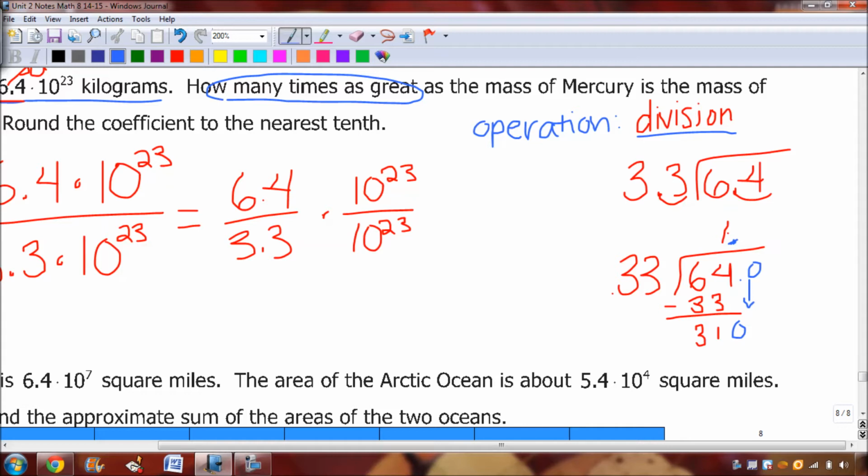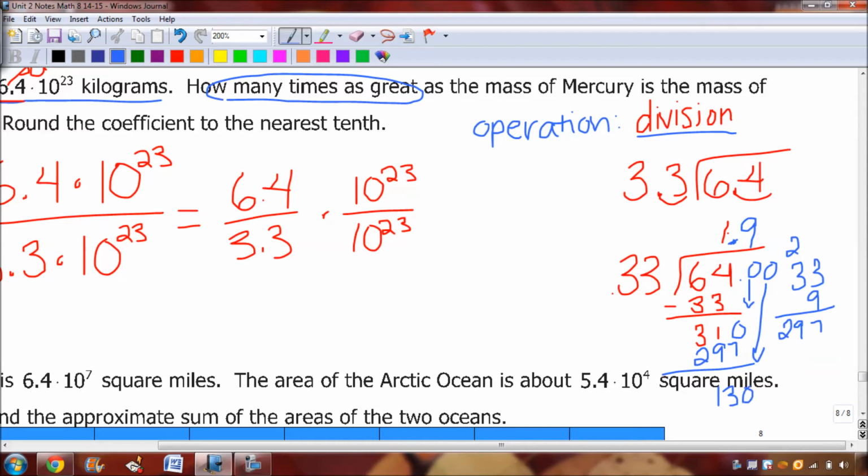Well, it has to be a large number because I know that 33 times 10 is 330, so it would probably be around 10. So I'm going to try 9. So 33 times 9. 3 times 9 is 27, carry the 2. 3 times 9 again is 27 plus another 2 is 297. So this will go in 9 times. 9 times 33 is 297. Now I need to do my subtraction of this number right here, and I get 13. Bring down another 0, and then figure out how many times 33 goes into 130.